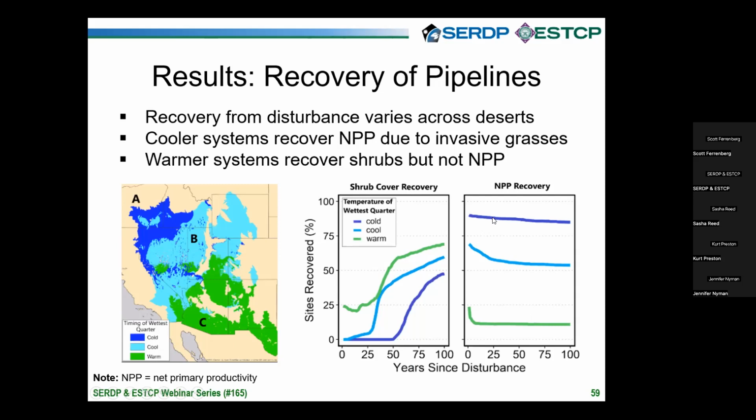And when we think about total productivity, the coldest site is back to about 85 to 90% productivity of what it would be relative to the undisturbed. But the cooler and the warmer site are sitting quite low and have not yet made it back. And the warm sites are doing really poorly. Total productivity in those sites remains less than a quarter on average of the undisturbed.